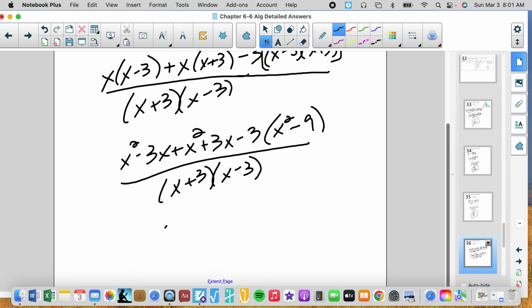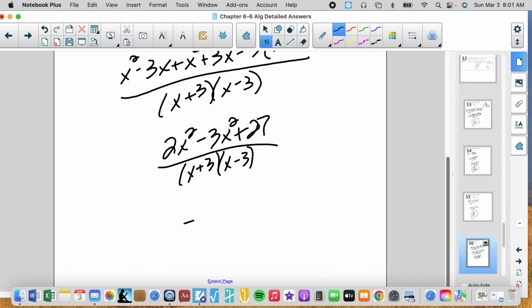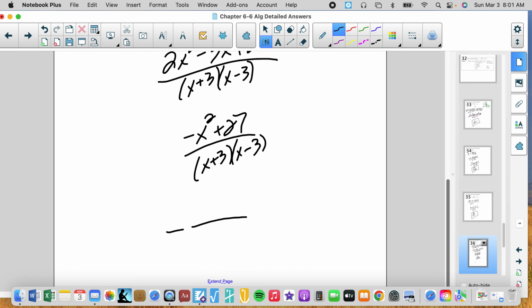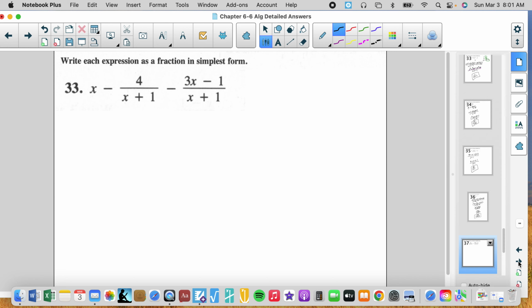We can simplify some of it. That's 2x squared. The 3x and the negative 3x cancel. Let's distribute that. That's plus 27 over x plus 3, x minus 3. That's negative x squared plus 27 over x plus 3, x minus 3. And let's factor out that negative. You get x squared minus 27 over x plus 3, x minus 3. Not a perfect square. All right, that's not a problem.